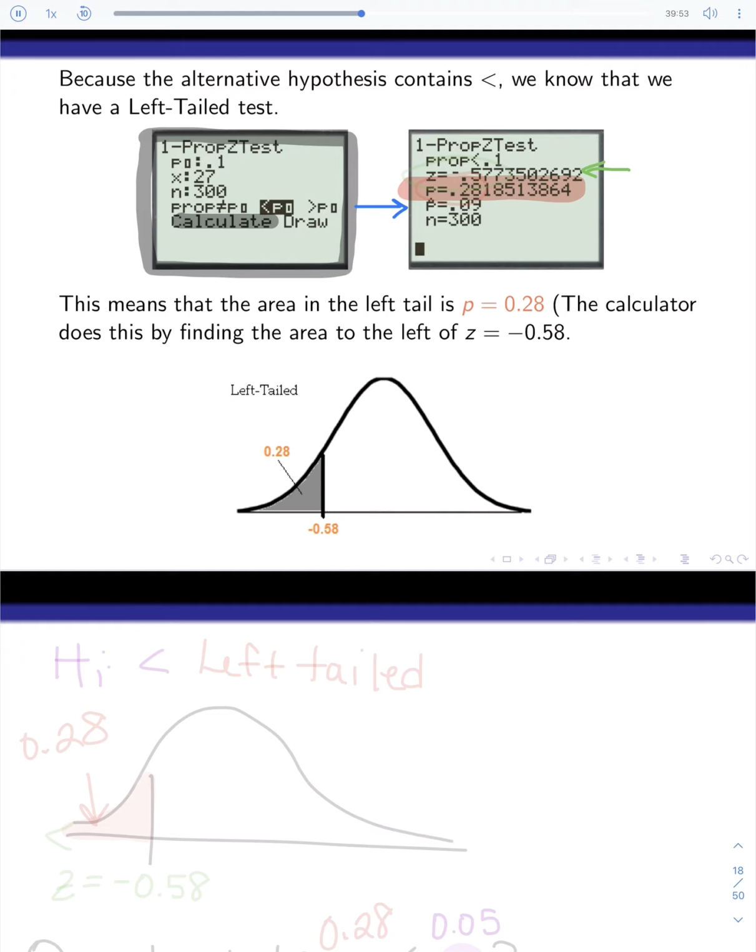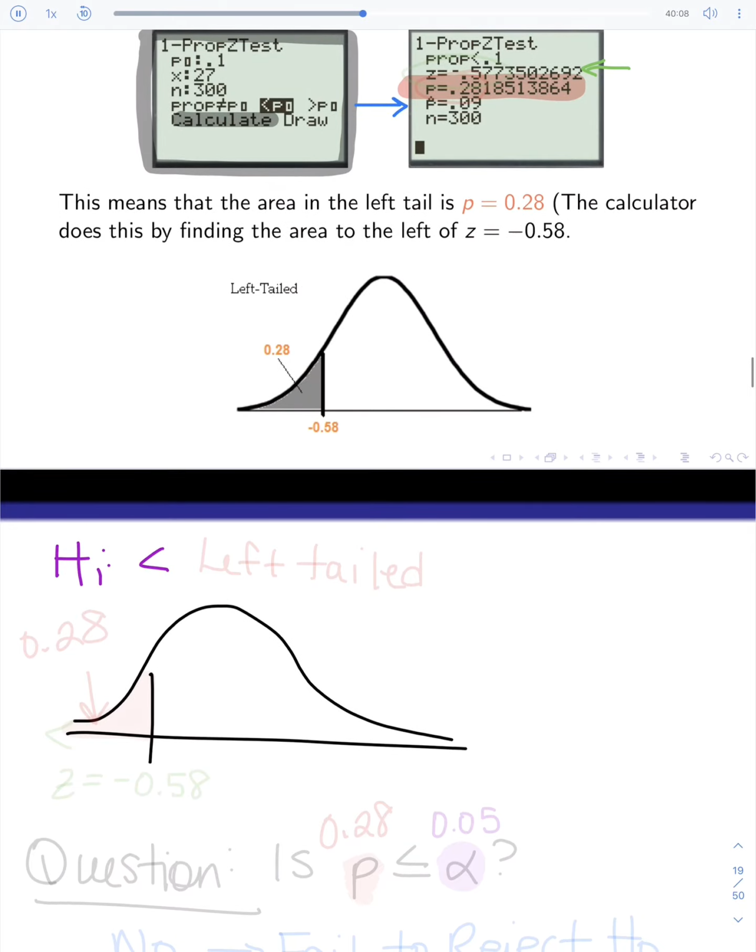Now, because our H1, if you remember right, had a less than, we know that the picture we're going to be drawing is a left-tailed picture. And what's going to go in that left tail is always going to be our p-value. If we actually have two tails, our p-value will go in between both tails, but we only have just one if it's left-tailed because it's less than. So our p-value from our test, which was the 0.028, is the area in that tail.